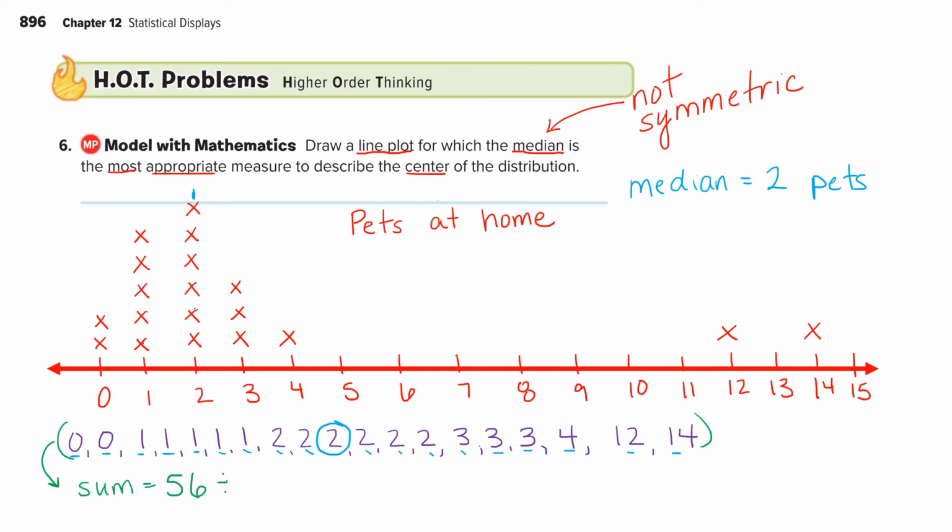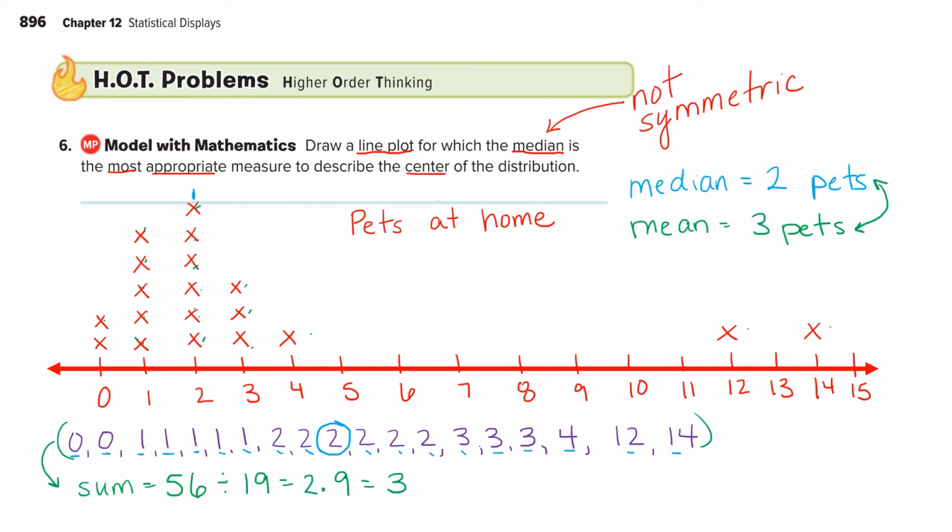And now we have to divide that by the number of numbers that we have, which is the number of x's: 1, 2, 3, 4, 5, 6, 7, 8, 9, 10, 11, 12, 13, 14, 15, 16, 17, 18, 19 x's. So we're going to divide that by 19. And we're going to get 2.9. And since you can't have 9/10 of an animal, we're going to round that to 3. So the mean equals 3 pets. Now I realize that this is only one number off, okay?